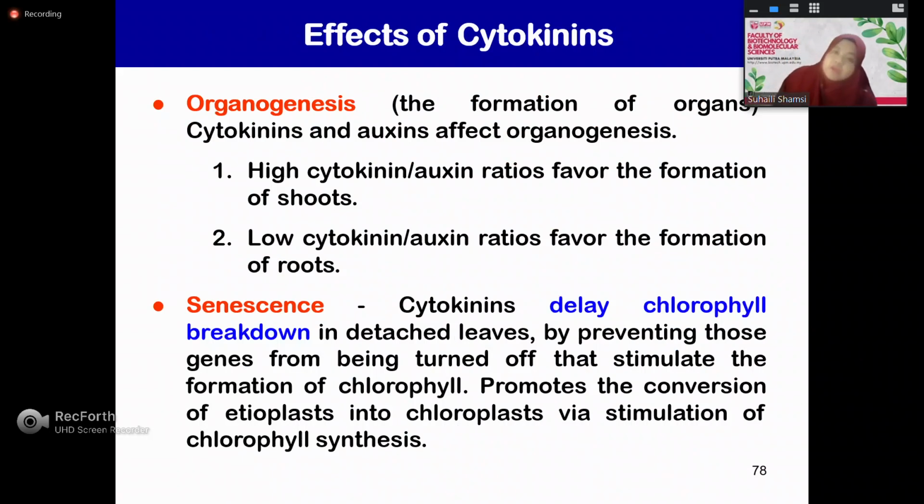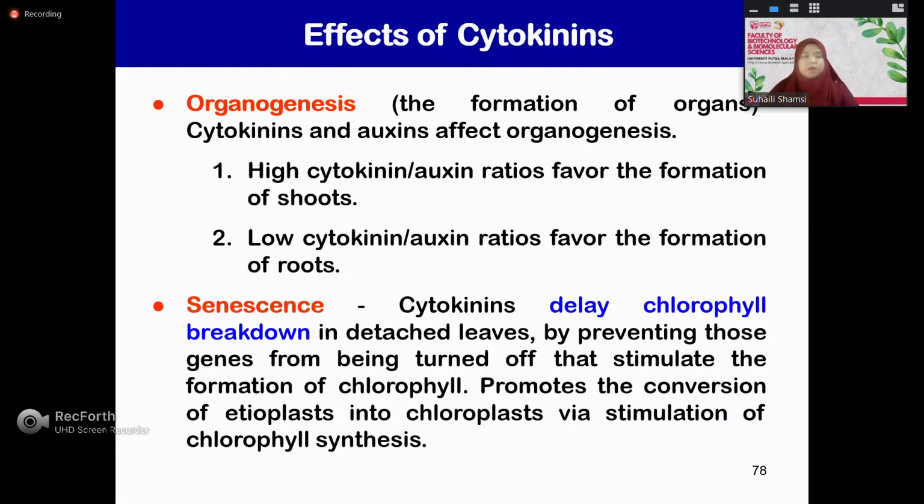Besides that, cytokinin is also responsible for the formation of organs in plants in a process known as organogenesis. So basically it means organ generation. Cytokinin again works together with auxin to affect organogenesis. A high cytokinin to auxin ratio favors the formation of the shoot itself, right? And low cytokinin to auxin ratios favor the formation of roots.